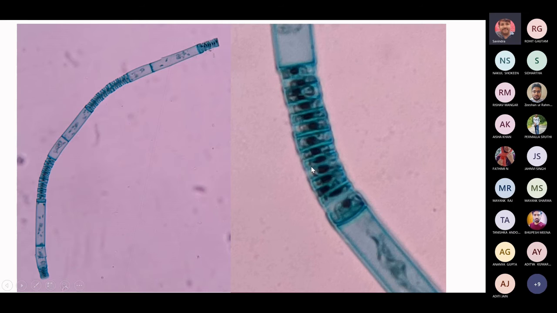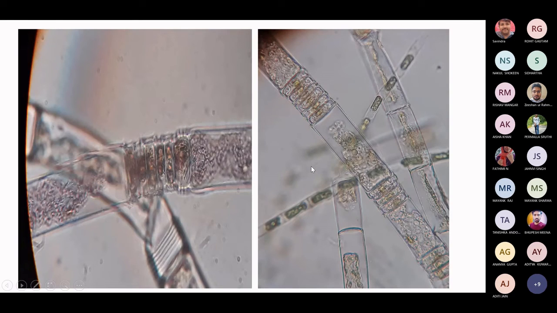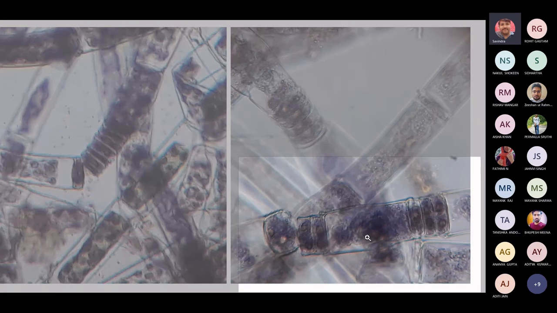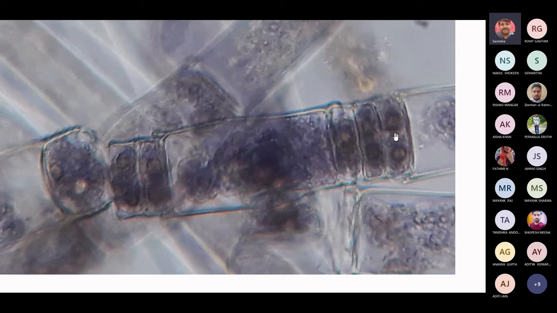So let me show you this. So here you can see this structure. The inner part is slightly yellow. It's not taking the same amount of color as the rest of the cells. Am I right?